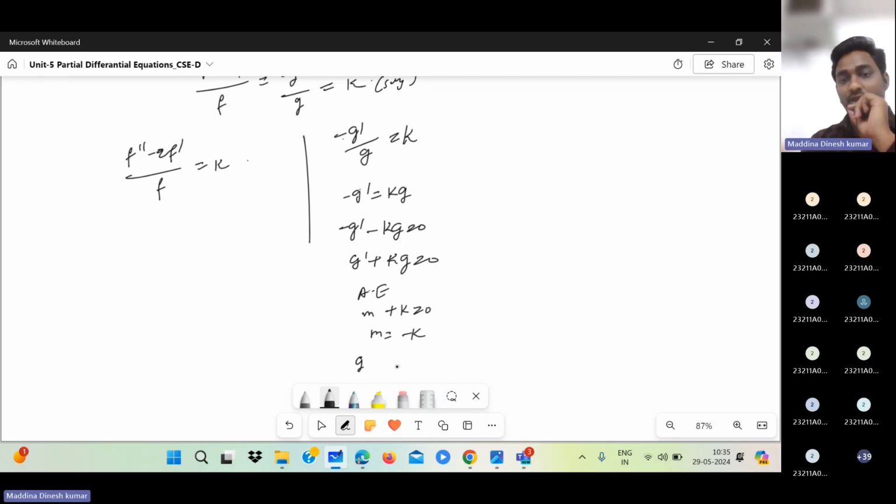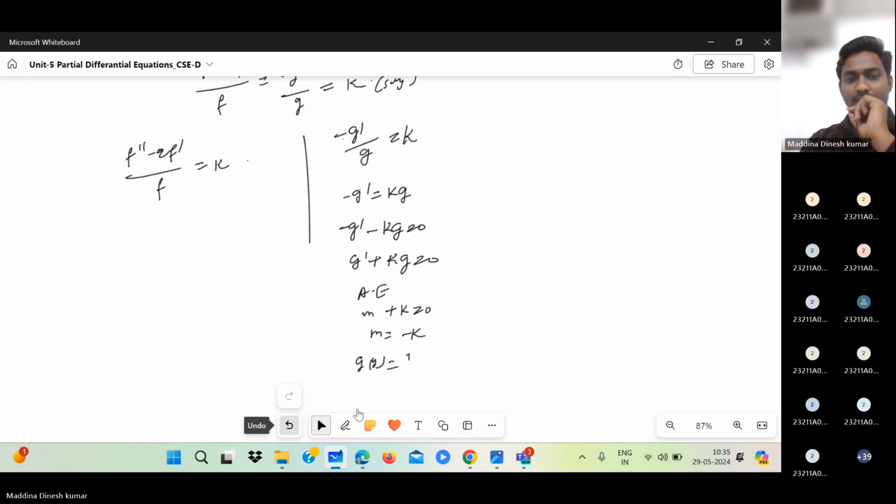Then g of y equal to, here we got only a single root. So we will get g of y equal to c1 e to the power of minus ky. So it is the g of y.